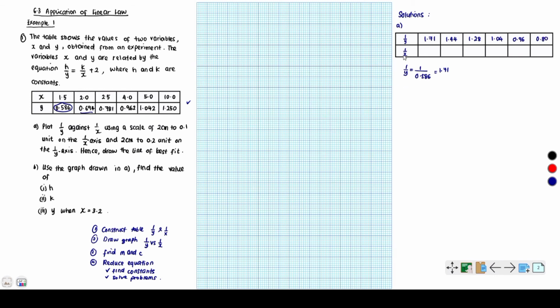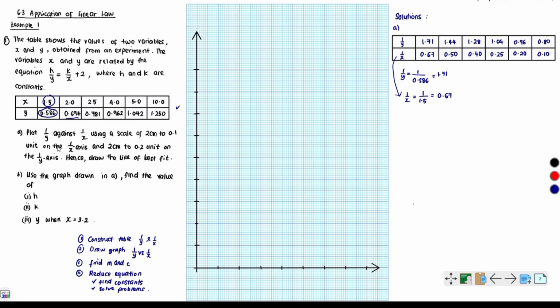To find 1 over x, we find 1 over 1.5, which is equal to 0.67. So we put the value into the table, 0.67. Next value is 0.50, 0.40, 0.25, 0.20, and last is 0.10. So now we are ready to plot the graph.